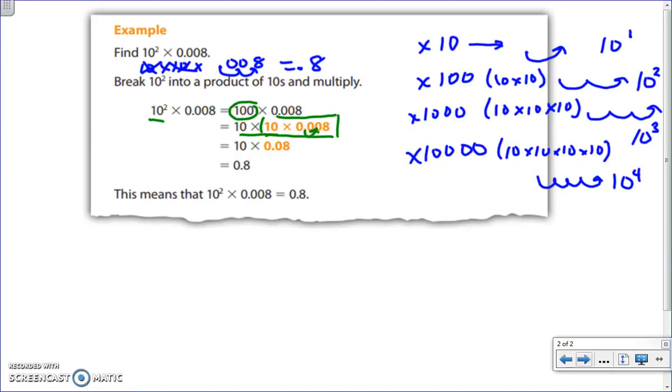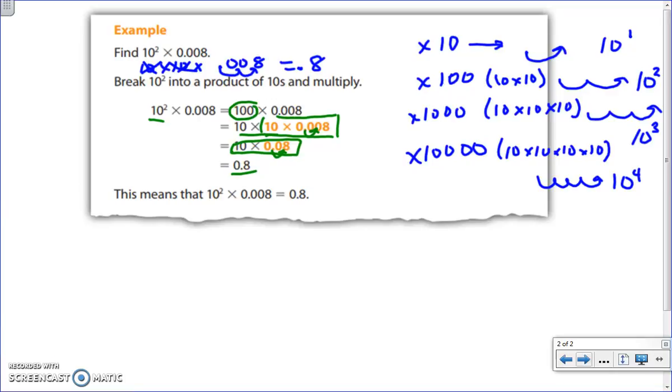Now we just have 0.08, and then multiplying it by 10 again, we'll move it one more spot, so 0.8, or 8 tenths. So 10 squared multiplied by 0.008 would be 8 tenths. That's how that works with mental math. Multiply any decimal by a power of 10, with any exponent on it, then it just indicates the number of decimal places that we're moving to the right.